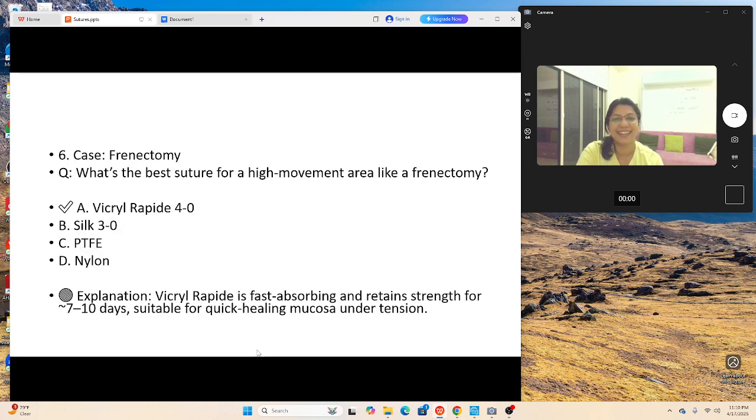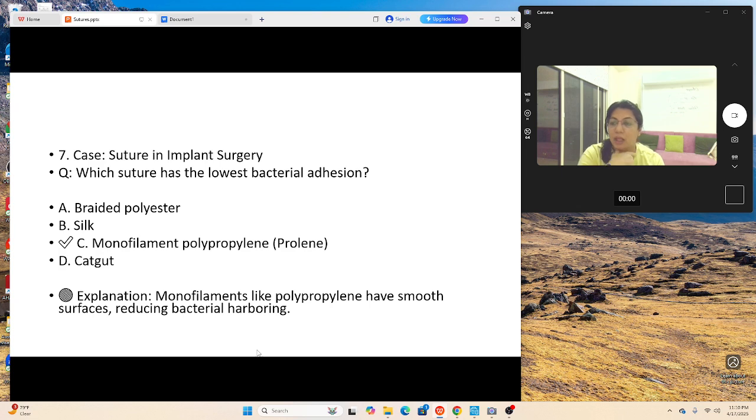Got it? Now, what's the best suture for a high movement area like frenectomy? So Vicryl Rapide is fast absorbing and retains strength for 7 to 10 days, suitable for quick healing mucosa under tension. There, I gave you the answer. Silk is non-absorbable, nylon is non-absorbable, PTFE is again absorbable, but again Vicryl Rapide is the one I'm going to prefer in a high movement area like a frenectomy.